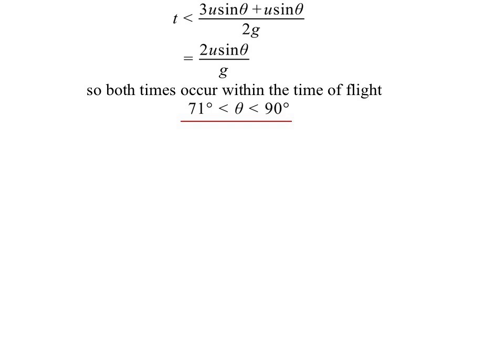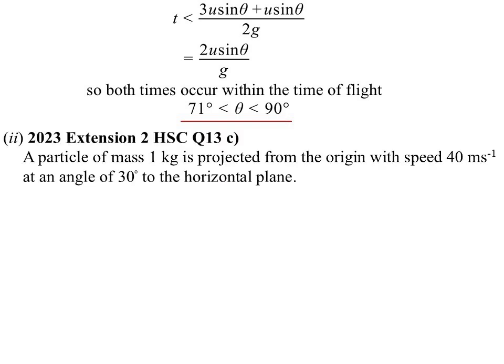And so, all right, those angles are acceptable. 71 to 90, in that range, will solve our problem. As I say, a little bit more involved than an Extension 1 projectile motion question. How about this one then? A particle of mass 1 kilogram, that makes life easy because unit mass is beautiful.